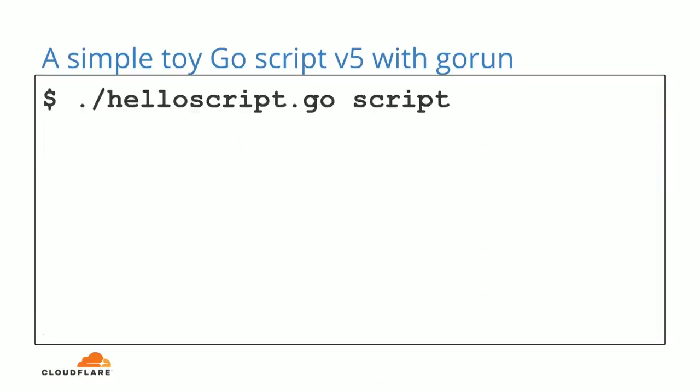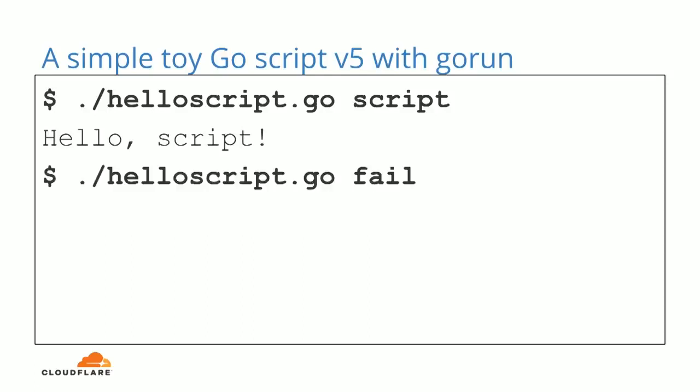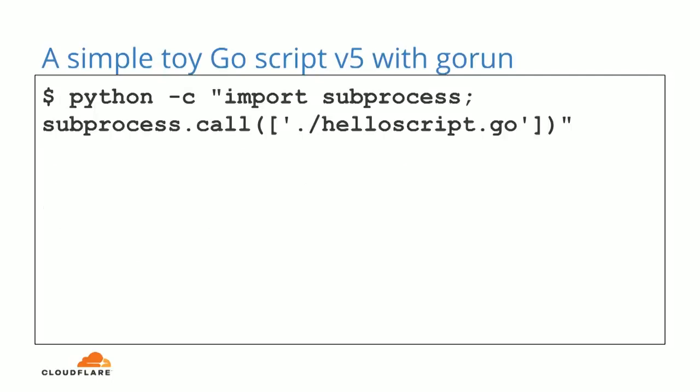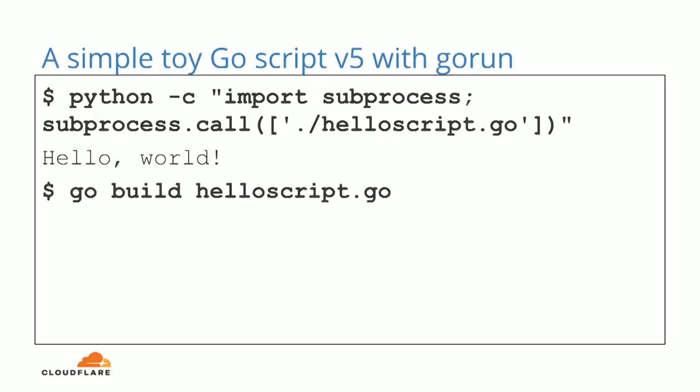OK, so parameter passing works. Let's try to fail the script. You get the output and check the real exit status. It's what we expect. Let's try to execute it from another process, and it will work as well. But finally, let's try to compile it.